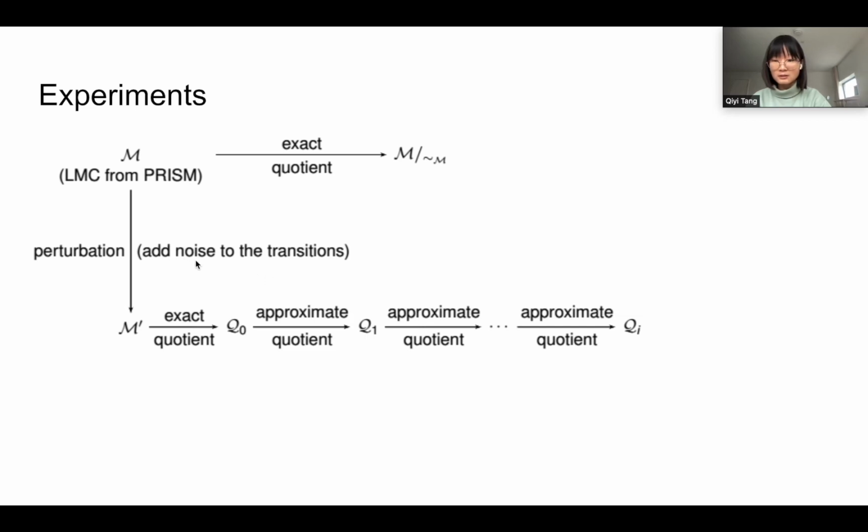One is the noise, the error parameter that is added to the transition probabilities. And the other one is the compression parameter that is an input to our minimization algorithm. So what we do is then to compare the size of the final quotient Qi and the exact quotient of the original LMC.